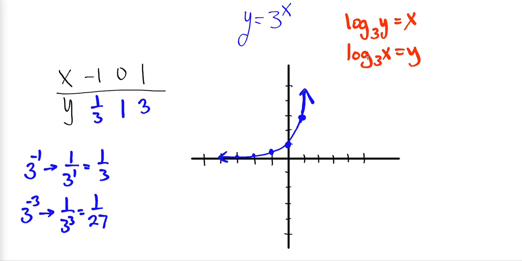And if I were to make a table for log base 3 of x, I'll make the same table I had over here. Actually, this was a terrible move. We didn't talk about negative numbers in logs, did we? You can't have negative numbers in logs. So let me go to a fresh page here.